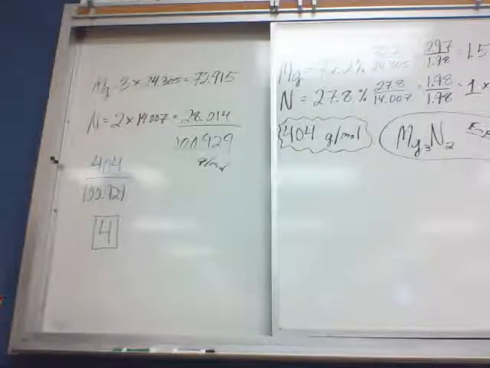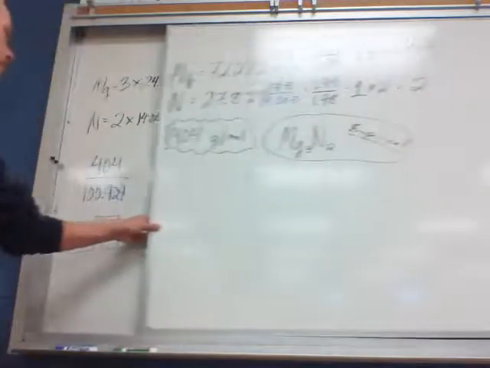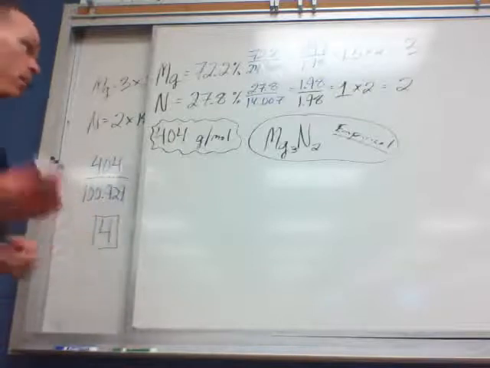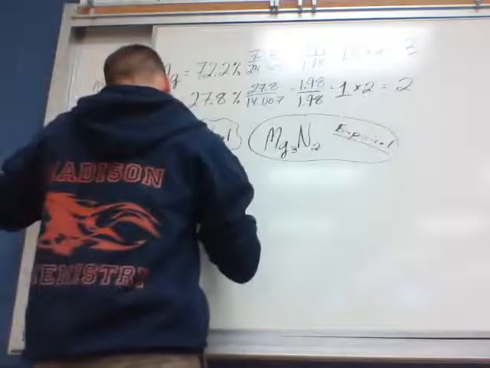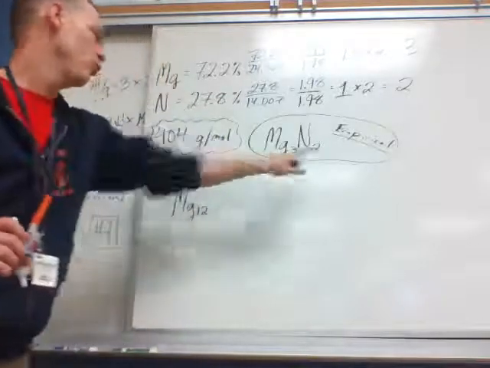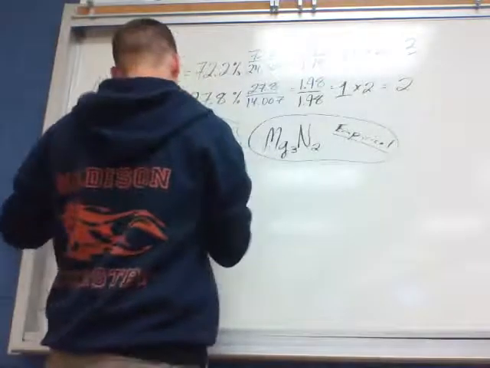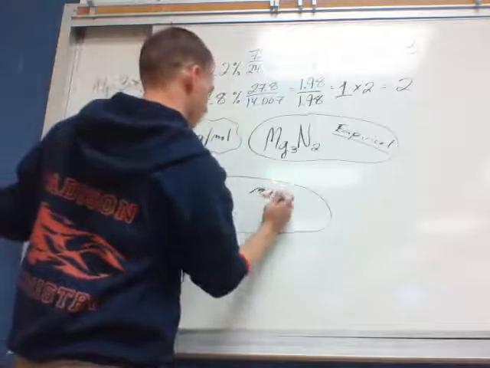What are we supposed to do with that 4 as our final step? Multiply our subscripts of our empirical by that number. 3 times 4 is going to be 12 magnesiums. 2 times 4 is going to be 8 nitrogens. And there's your molecular.